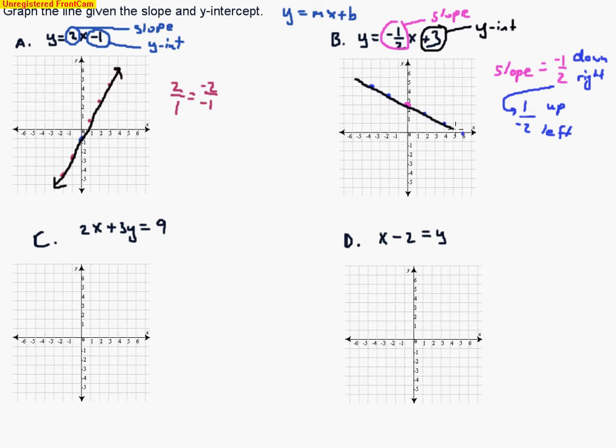And that's the big difference here: negative slopes are always going to head downhill from left to right. Positives go the opposite. Well, the next problem, it's a good one for x-y intercepts, but I'm going to work on the slope-intercept form here.